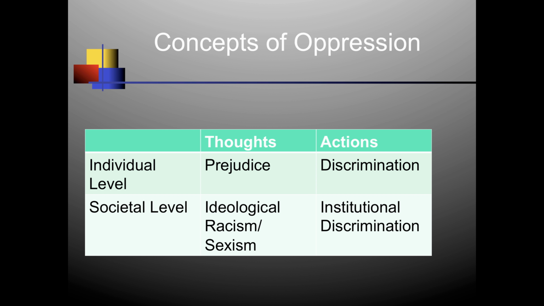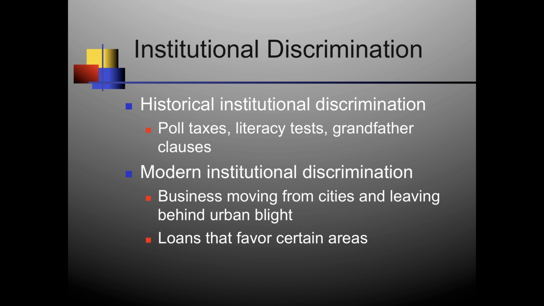So here is our chart filled in with the different concepts of oppression. I want to say a little more about institutional discrimination here. That is that the old systems have been dismantled. Things like poll taxes, literacy tests, and grandfather clauses have been eliminated by the Voting Rights Act and other federal provisions that prevent them from being administered.